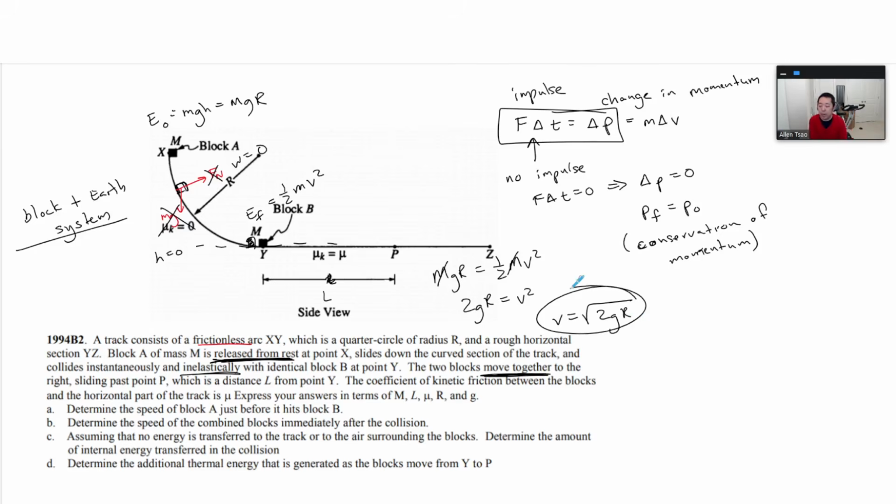Determine the speed of the combined blocks immediately after the collision. Okay? They both have the same mass, right? So, yeah, they're identical blocks. Okay, so same mass. So here, with the collision, I'm going to include both objects in my system now. So this is the block A plus block B system.